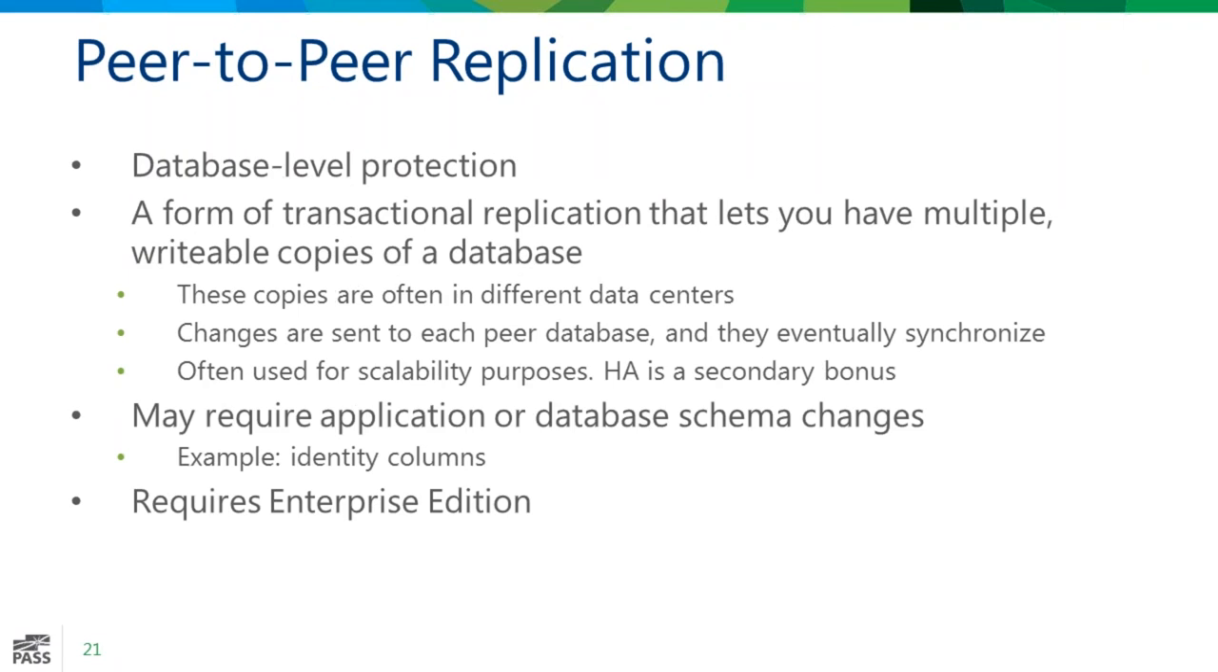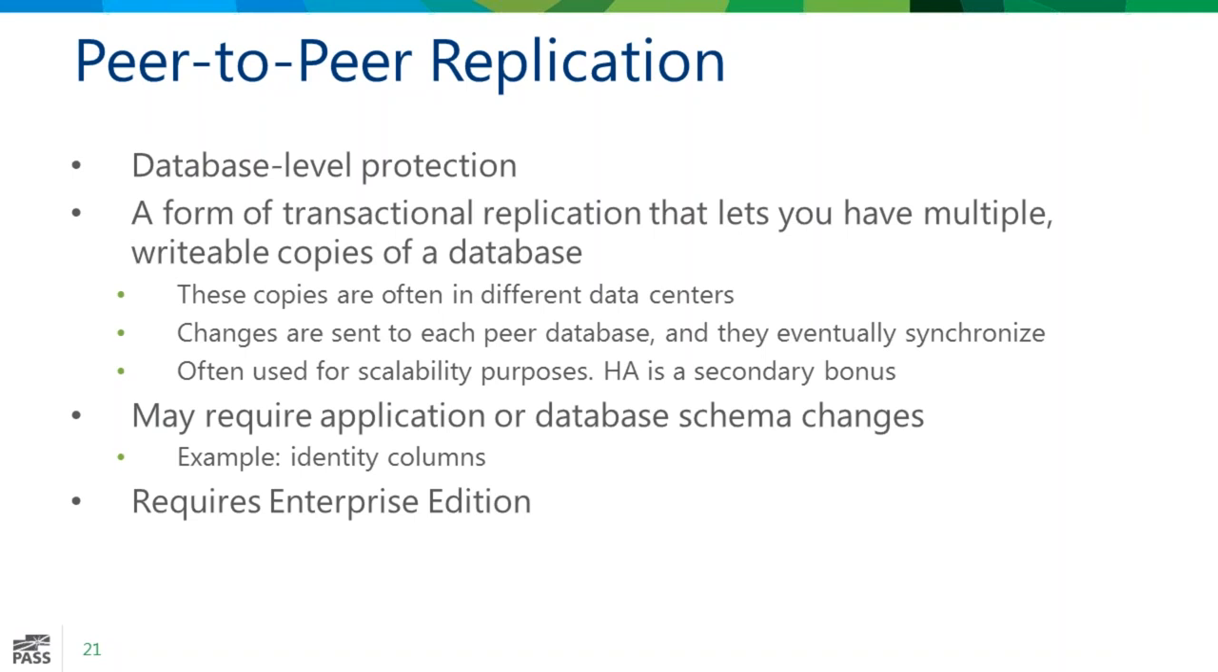Now, peer-to-peer replication is database level protection, and it's Enterprise Edition only, and it's just a form of transactional replication that lets you have multiple writable copies of a database. That's a fairly common requirement where the business says, well, we want to have multiple writable copies in our two different offices and then have them somehow synchronize with each other. And so that's what you can use peer-to-peer replication for. You're making writes to each peer database, and they eventually synchronize. And what eventually means depends on your infrastructure. But usually it's within a few seconds in most cases.